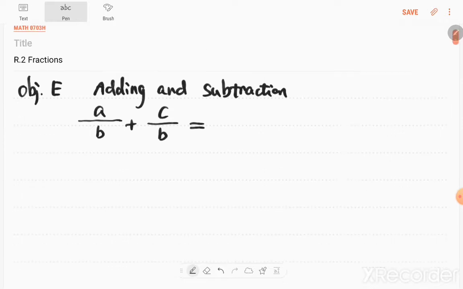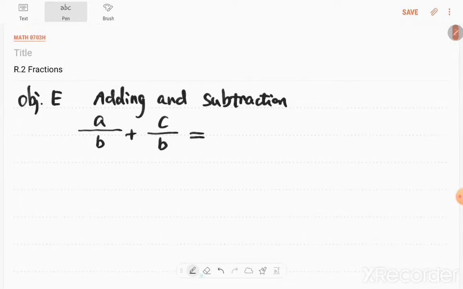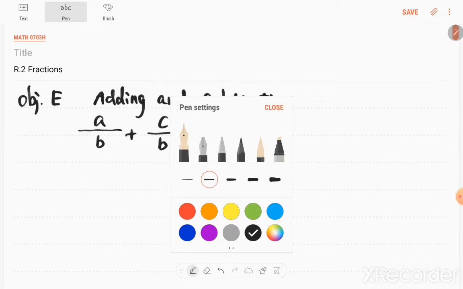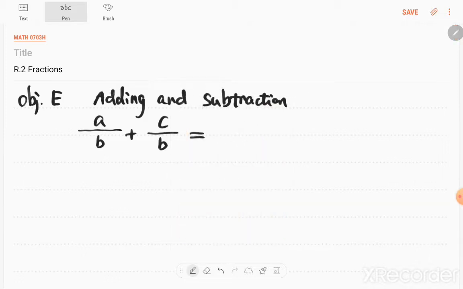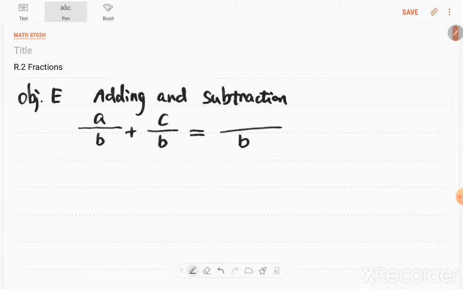So first situation is the same denominator. We keep the same denominator B here. We just use B as our denominator. But for the numerator, we do the addition, A plus C. Of course, here B is not equal to 0.